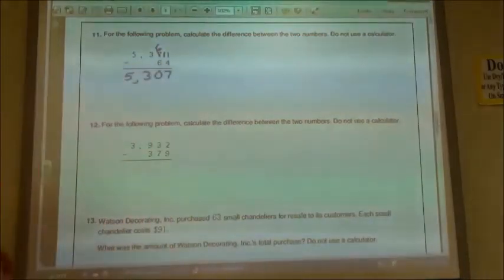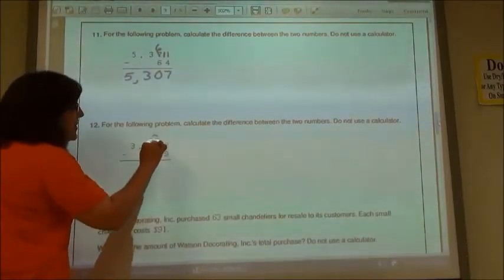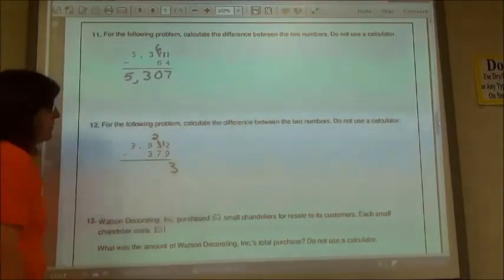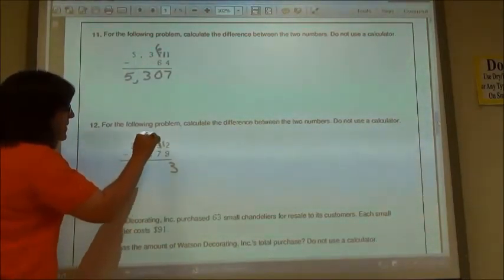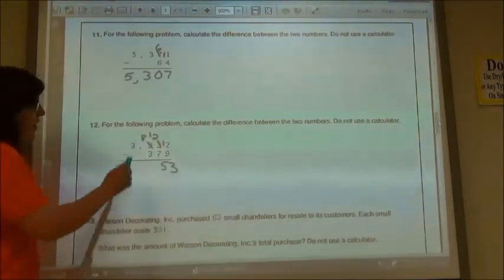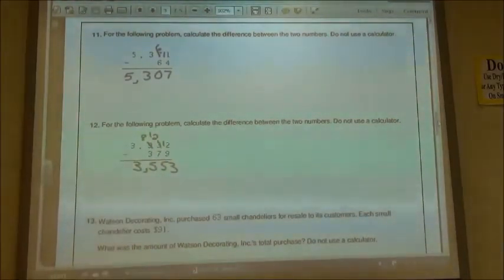Number 12, same kind of thing. Can't take 9 away from 2, so I borrow 10 from the 3, makes that a 2 and makes this 12. 12 minus 9 is 3. Can't take 7 away from 2, so I borrow 10 from here, which makes that an 8 and makes this 12. 12 minus 7 would be 5. 8 minus 3 is 5. I can bring down that 3. So if I have 3,932 and I subtract 379, I get 3,553.